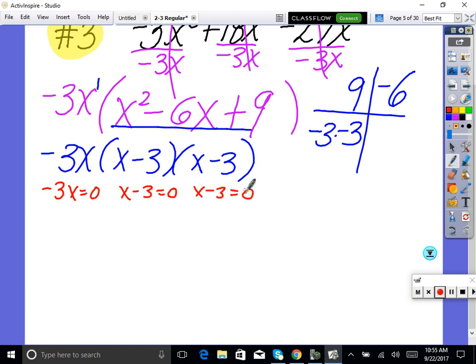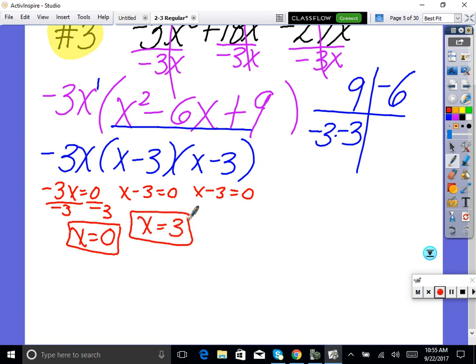Here we go. What should I do first? Divide by negative 3, you're right. X equals 0, you're awesome. And over here, x equals 3 and x equals 3. Okay, awesome. Check again. What is my highest degree? 3, and I have 3 solutions.